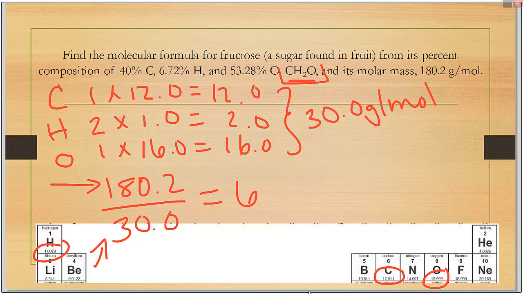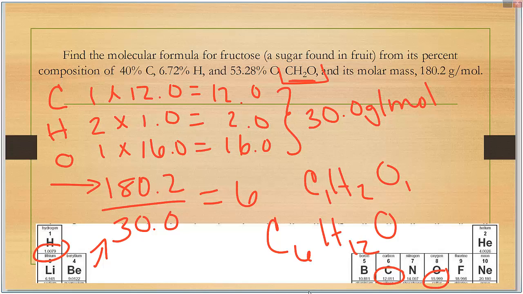So if our initial empirical formula was CH2O, we're going to multiply each one of those subscripts by 6. So C, 1 times 6 is 6. H, 2 times 6 is 12. O, 1 times 6 is 6.